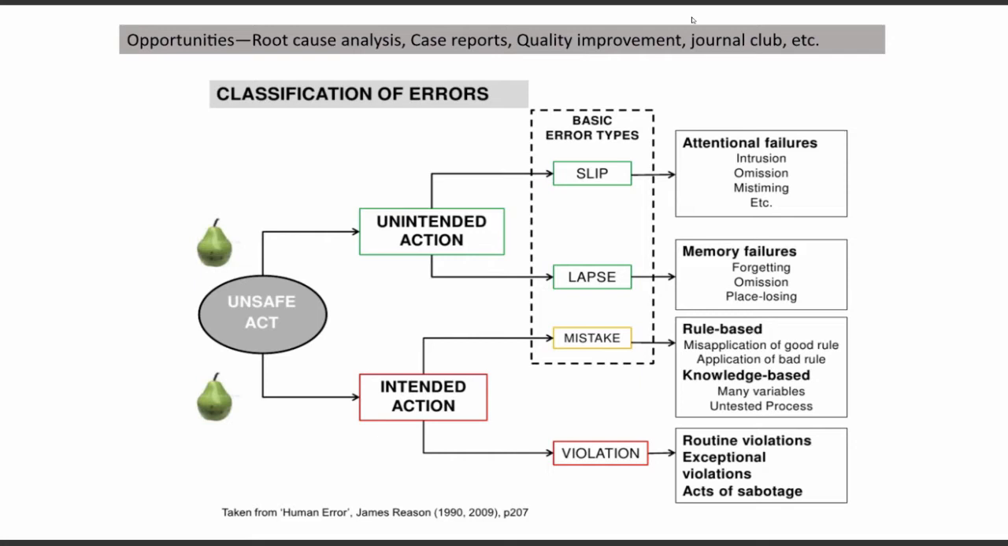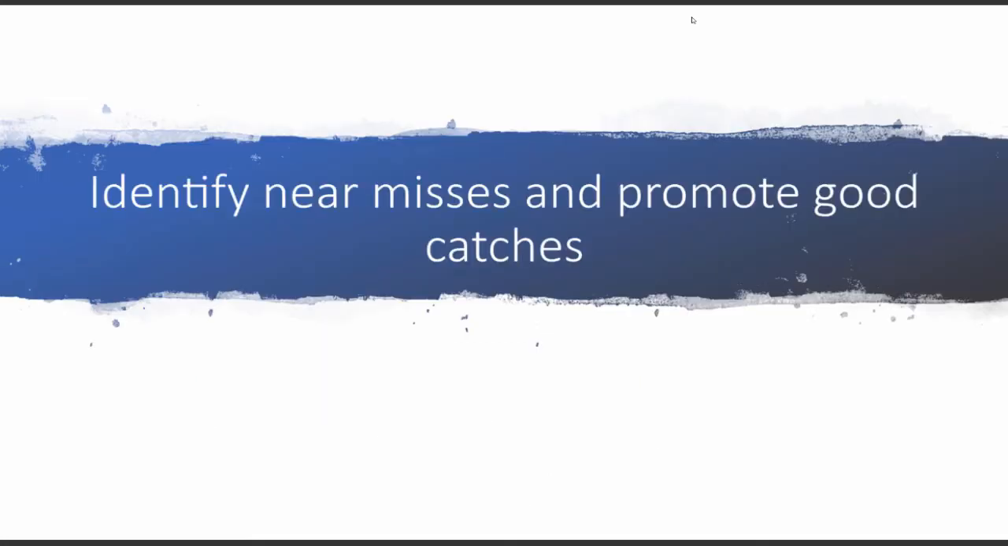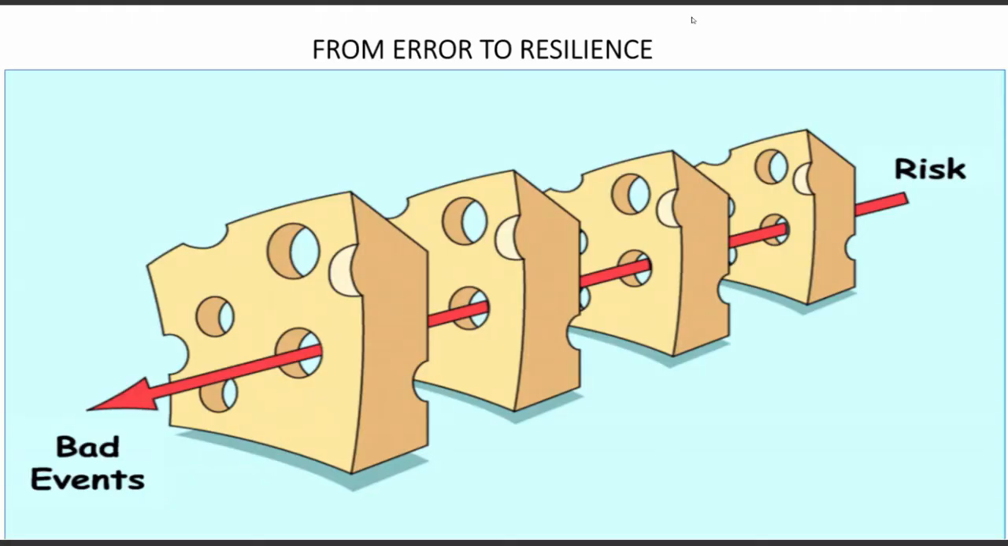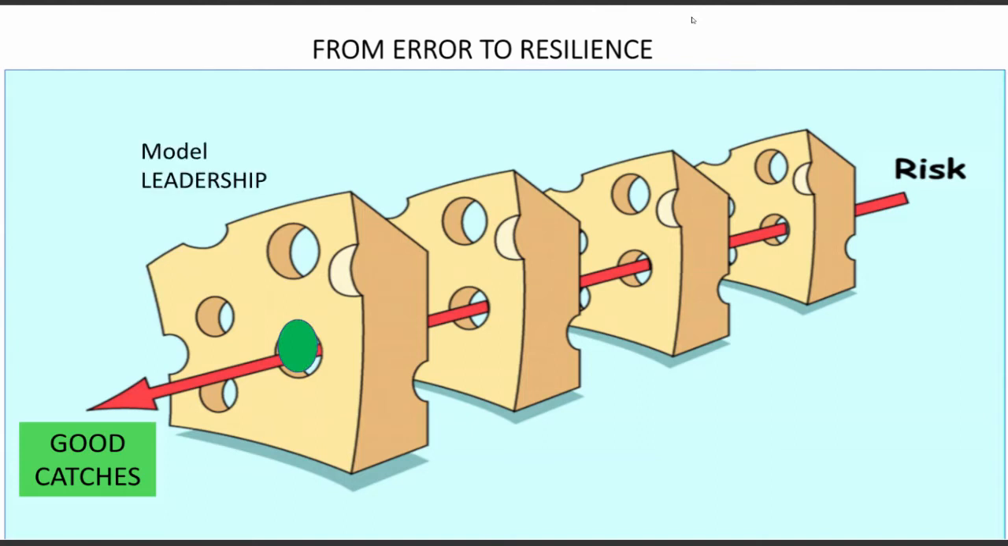So what we've now done is create an opportunity instead to talk about errors and feel like blame from errors is now creating a culture where we can identify near misses and promote good catches. So we're now talking about using the Swiss cheese to actually start becoming more proactive. So from one event, we're now talking about good catches. Creating a good catch really helps us to model that leadership because now we're being proactive in that conversation.